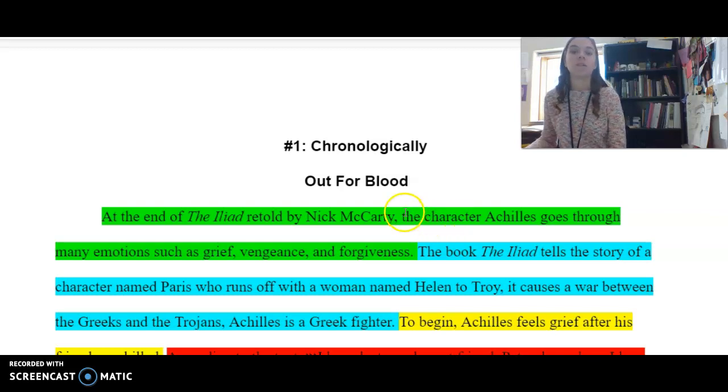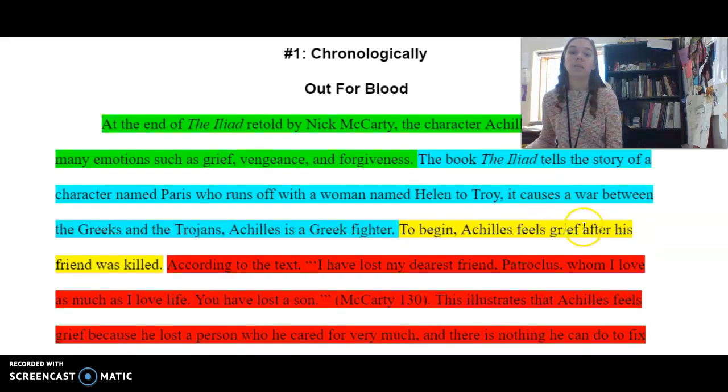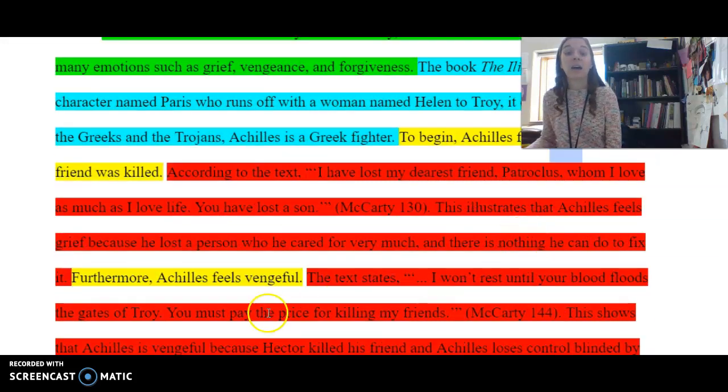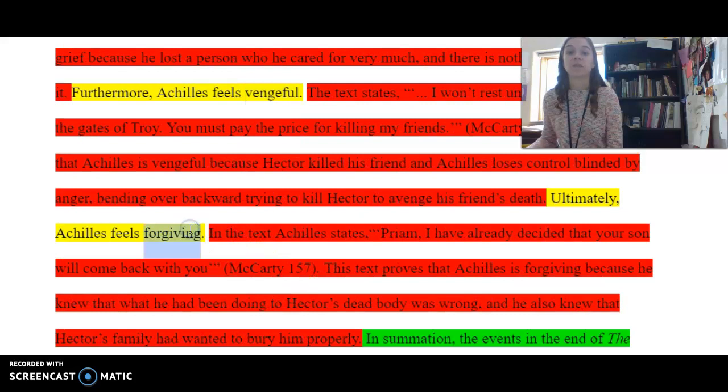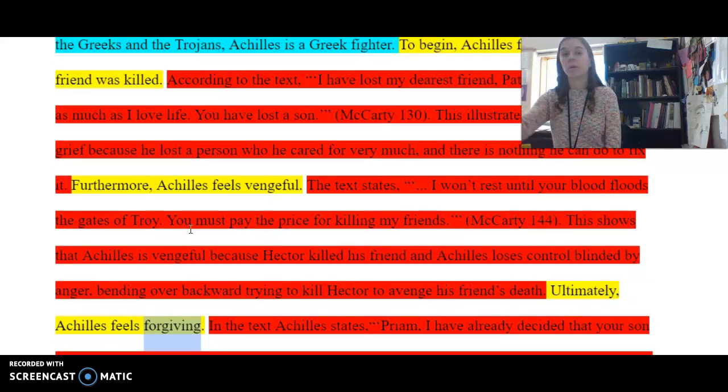right? So our first one would be chronological, and we know at the end of the Iliad, Patroclus dies. So in this case, it's really easy to just take the events and put them in order. That's what chronological is. So we have our main points here. First, we know he feels grief. He's sad when his friend dies, right? After that, he gets upset, so he feels vengeful. And then finally, he feels forgiving, okay? So that would just be, boom, going in order.